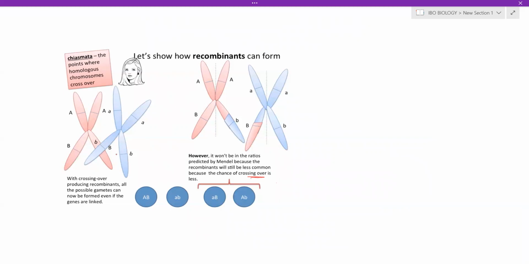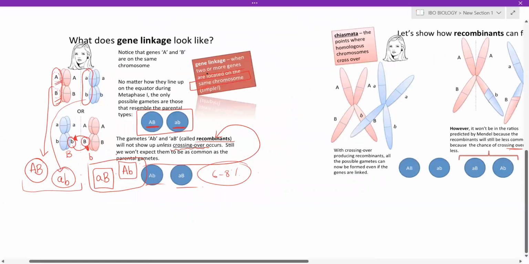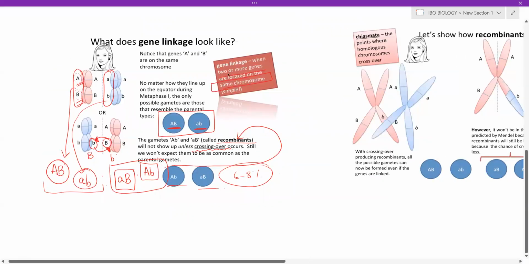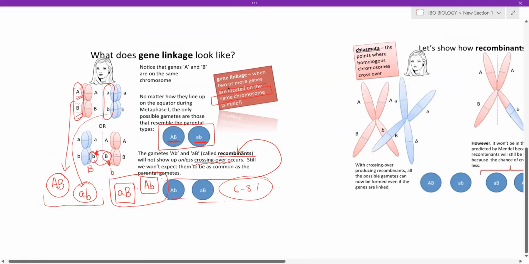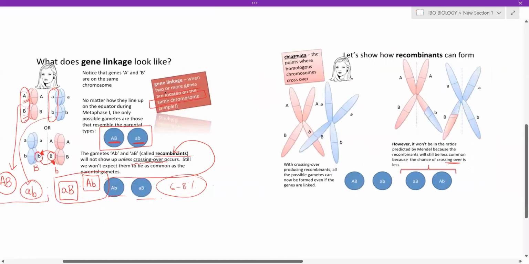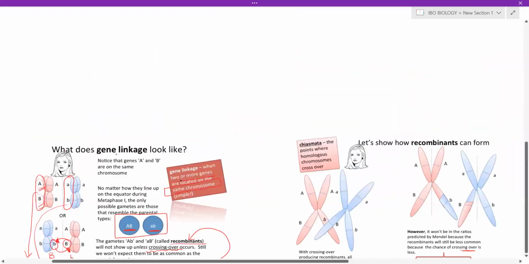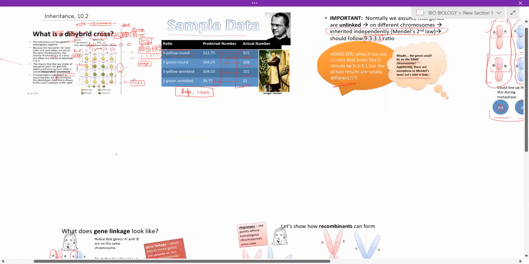So this way we finish off gene linkage. Linked genes will always be inherited together, whereas the ones which are unlinked won't be inherited together. They'll be inherited according to Mendel's law of independent assortment. But linked genes will be inherited together, and they will not follow Mendel's predicted ratios of 9:3:3:1.